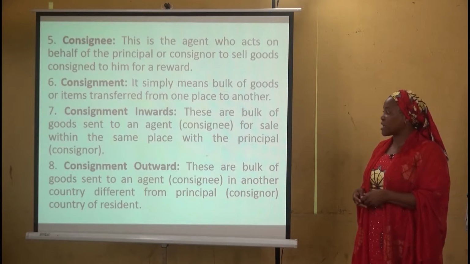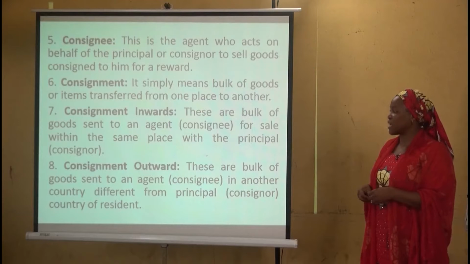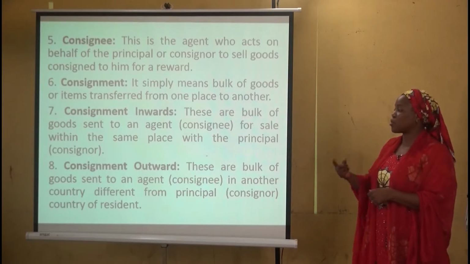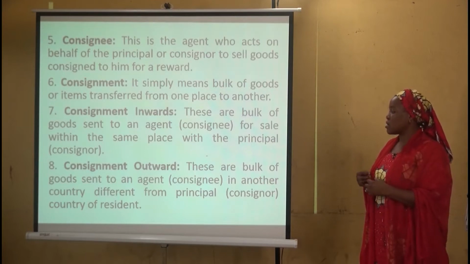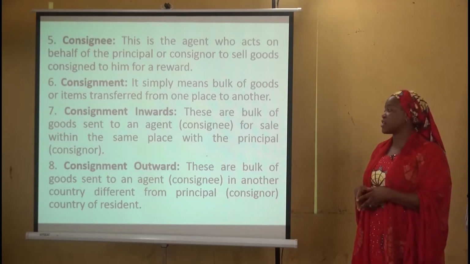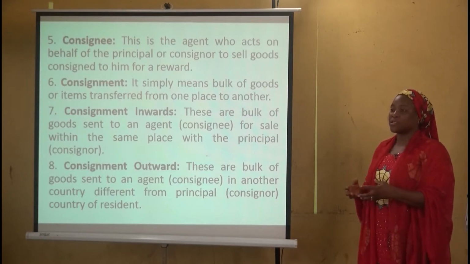While the consignment outward, these are bulk of goods sent to an agent who is the consignee in another country different from the principal's country of residence. These are bulk of goods sent to a consignee who is an agent in another country, different from the country of residence of the principal.